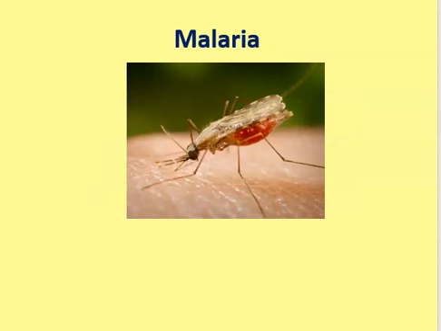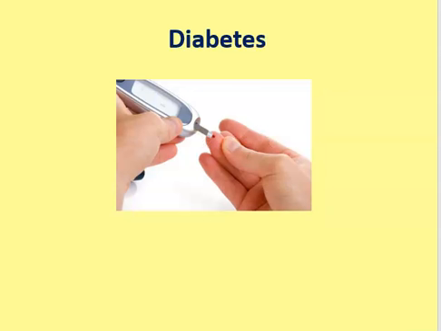Malaria. Malaria is communicable, is caused by a protist. Diabetes. Okay, so diabetes is non-communicable. It is either genetic or it can be caused. Diabetes type 2 can be due to lifestyle when you get older, but it's non-communicable.